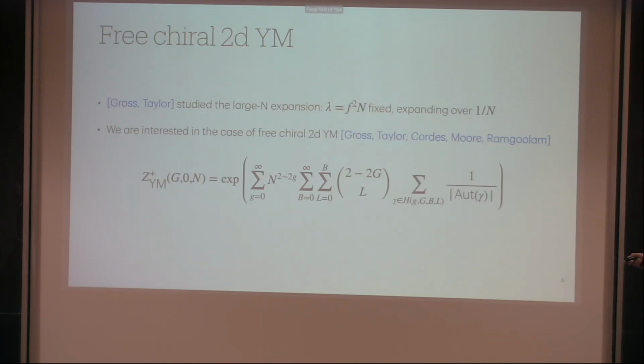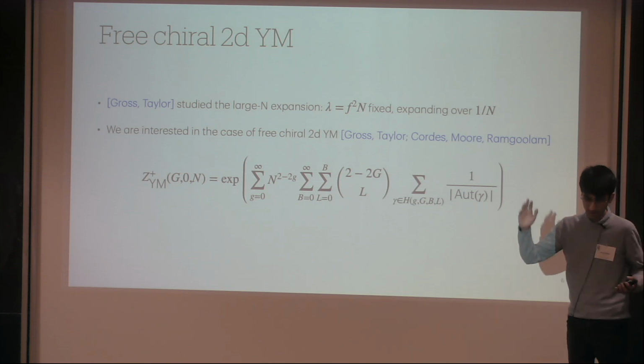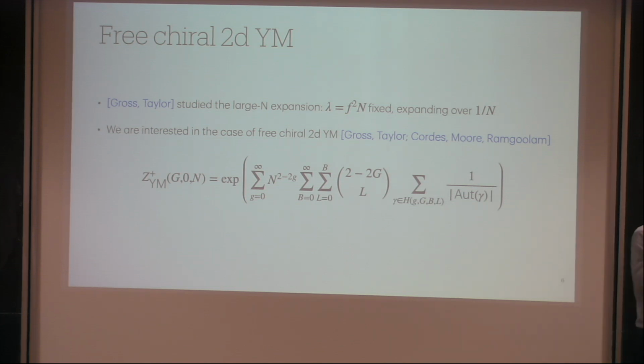Gross and Taylor studied the large N expansion by fixing the 't Hooft coupling and expanding in 1/N. They saw that in the large N expansion, we have to consider boxes and anti-boxes. If you only consider the boxes, that gives the chiral 2D Yang-Mills partition function. Actually, we are interested in the limit of sending the 't Hooft coupling to 0, which is the free chiral 2D Yang-Mills. In this paper, it was shown that the partition function can be written in this way.